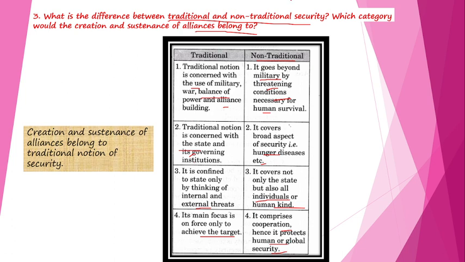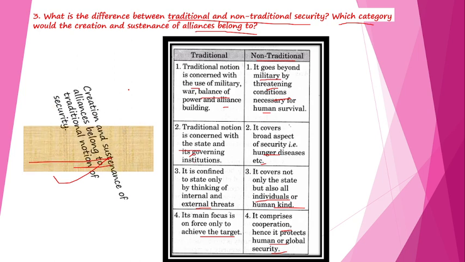And the last question is, there are two questions, and the question is: which category would the creation and subsistence of alliances belong to? The answer of the question is, the creation and subsistence of alliances belongs to the traditional notion of security. This is the complete answer of this question. So you should write it in the notebook if it is possible.